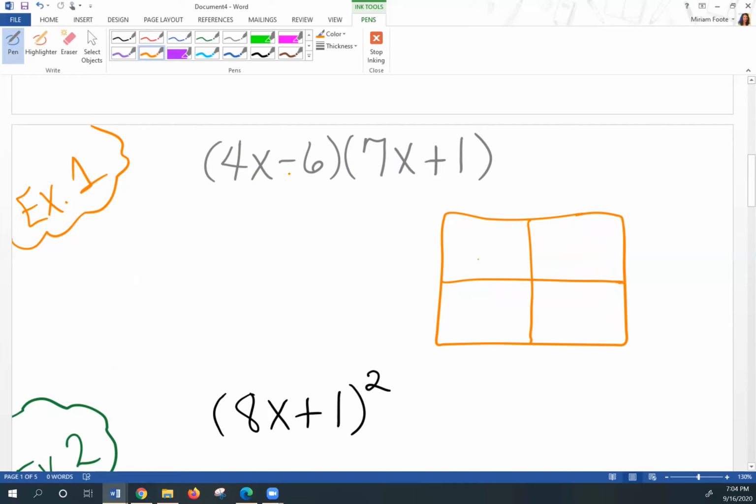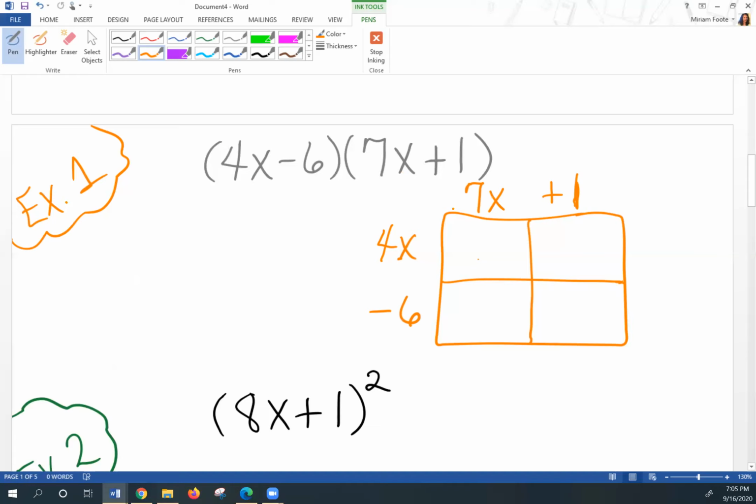I'm going to go ahead and take this 4x minus 6 and I'm going to write it here. So the first term, which is 4x, goes on the first row, minus 6 is the second term, goes on the second row. I do the exact same thing with this set of parentheses. The first term goes in the first column. The second term, along with the sign, goes in the second column. And now I just multiply one row with a column until I'm out of columns.